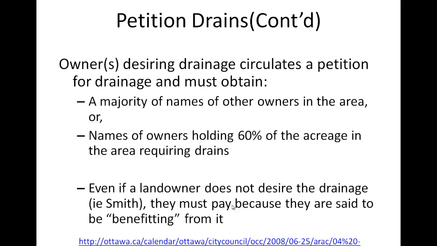There is no definition of an environmental benefit in the Drainage Act. The only way you are said to be benefiting is when the water is drained from the property and it can then be developed.